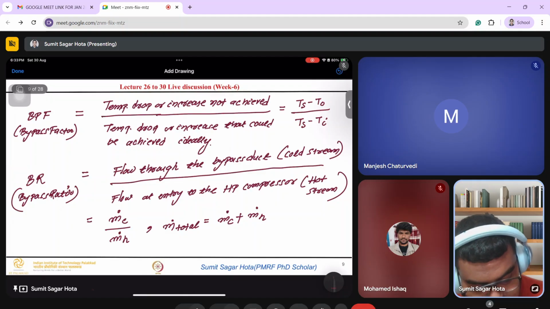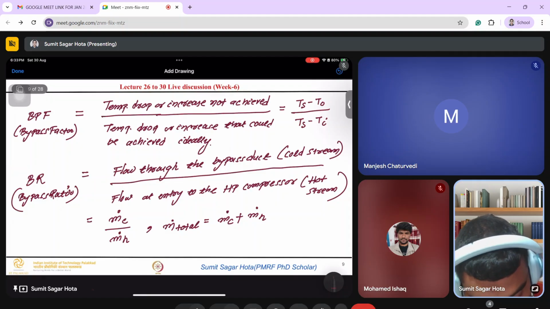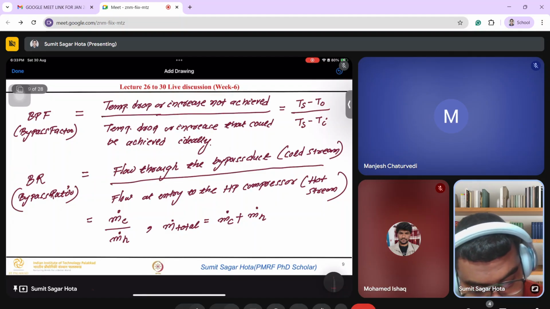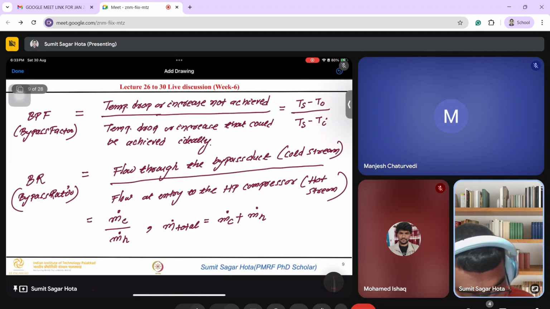Now how can questions be asked? They will give you Ts, To, and Ti, and then ask you what the bypass factor is. This bypass factor is more specific to refrigeration. If you have taken any course regarding refrigeration systems, this is how it is related. Bypass ratio is related to our course. I showed you both so that the idea and the confusion will be clear. In our course the bypass ratio has huge importance.